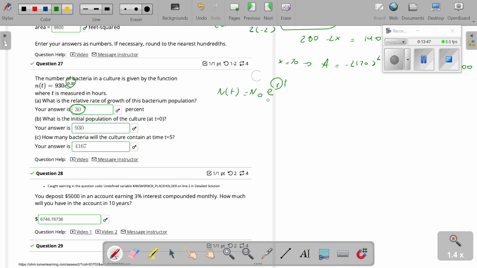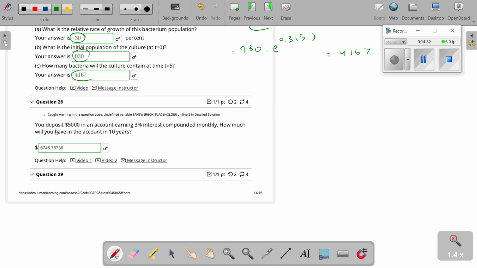And the initial value is this value, 930. So 930 is the initial value. Now it's asking how many bacteria the culture will contain at time equal to 5 hours. So all we need to do is replace t here with 5. That's going to be 930 times e to the power of 0.3 times 5. And when you use your calculator, it's going to give us this number, 4167.970835, which we are rounding to this number.